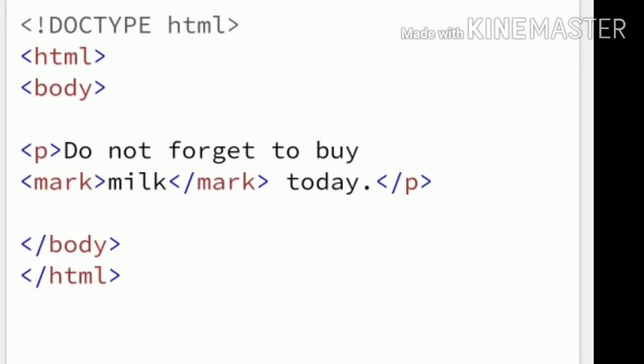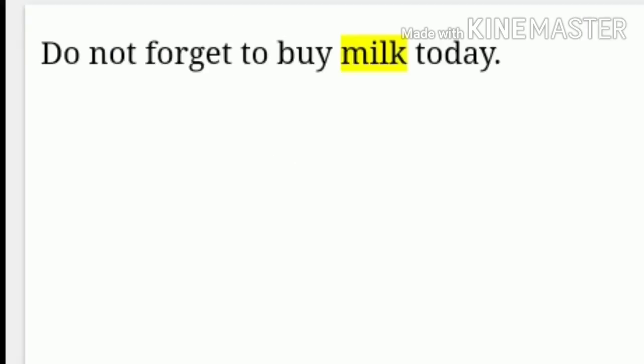Do not forget to buy milk today. In this sentence, the word milk is given different colors. The background color is given to milk, and the color is yellow. That means it is important to remember the point. It is a quotation to remember. It is very important, and that is the marking of that particular one.